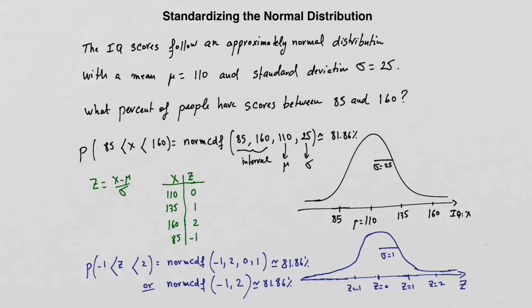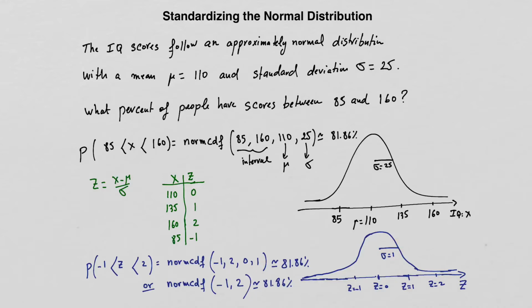So how do we do that? Normal CDF again. Norm CDF, interval, -1 all the way to 2, and then the mean is 0, and the standard deviation is 1. Now, whenever you deal with z, by the way, the mean is always 0. And the standard deviation is always 1.